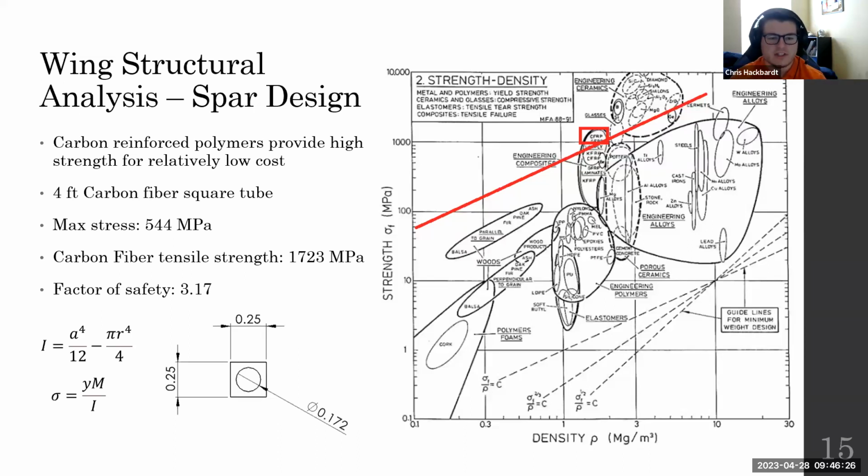Then finally, using the moment of inertia and stress formulas and the bending moment from previously, we were able to calculate the max stress within the spar of 544 megapascals, leaving a factor of safety of over 3.